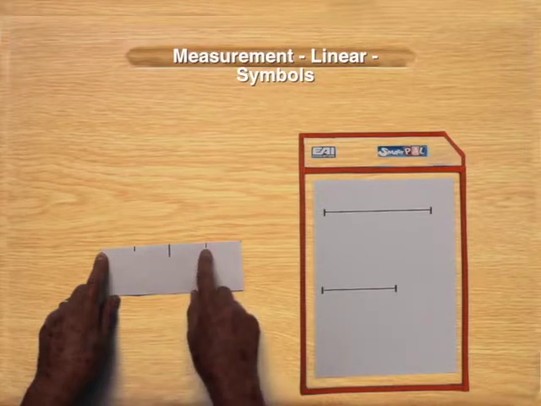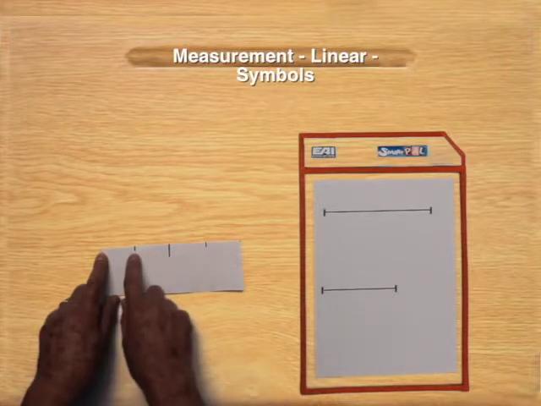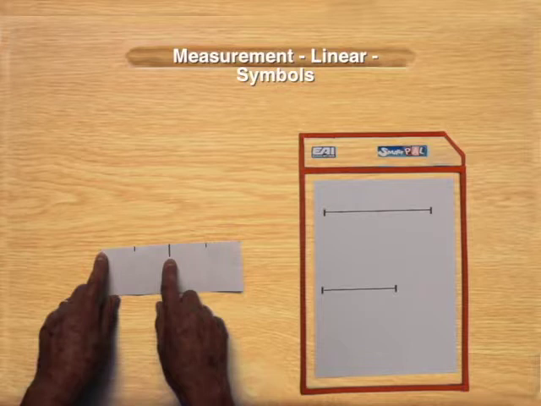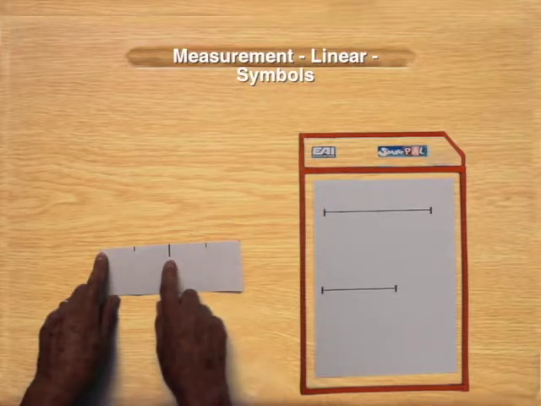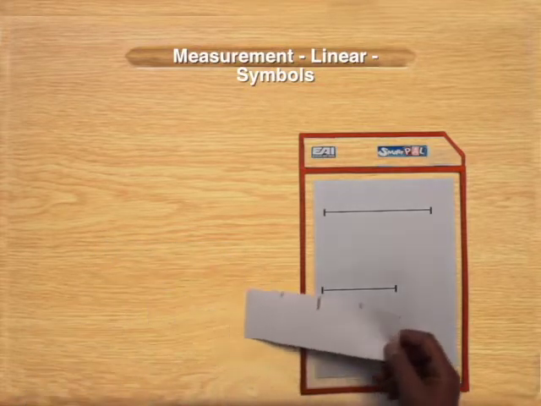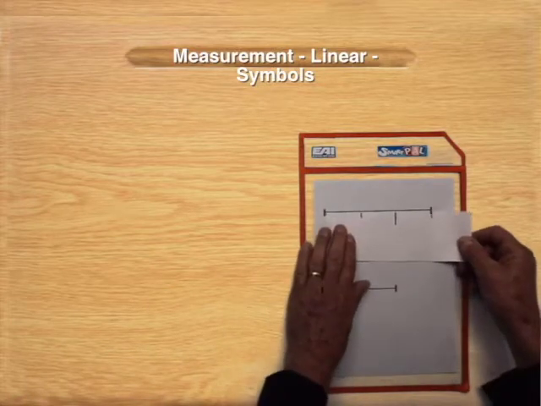This mark right here represents 3/4 of our unit of measure. So we have 1/4, 2/4 or 1/2, and 3/4. And again, the reason this mark right here is a little longer is that it represents both 2/4 of our unit of measure and 1/2 of our unit of measure. So now let's measure our line segments.